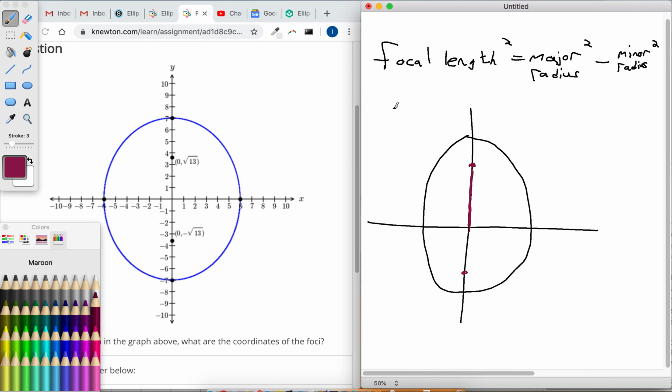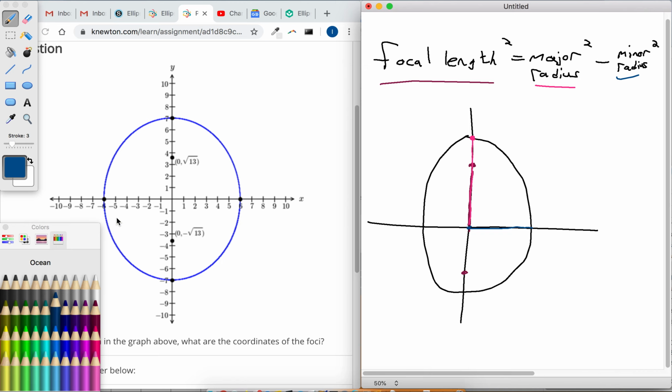The major radius depends on the ellipse. For this one, the major radius is on the y-axis. But if it was elongated on the x-axis, if the horizontal axis had a longer part of the ellipse, then that would be the major radius. So that depends on which of the two ellipses you have. So the major radius would be this part right here, the distance from the top to the origin, and then the minor radius obviously would be this distance right here.